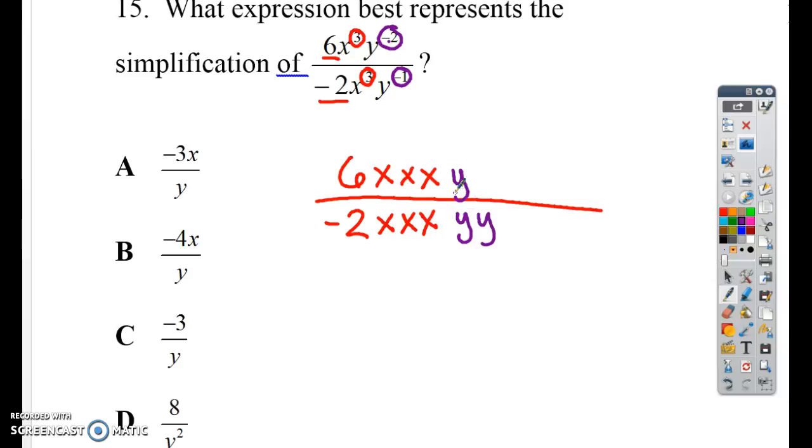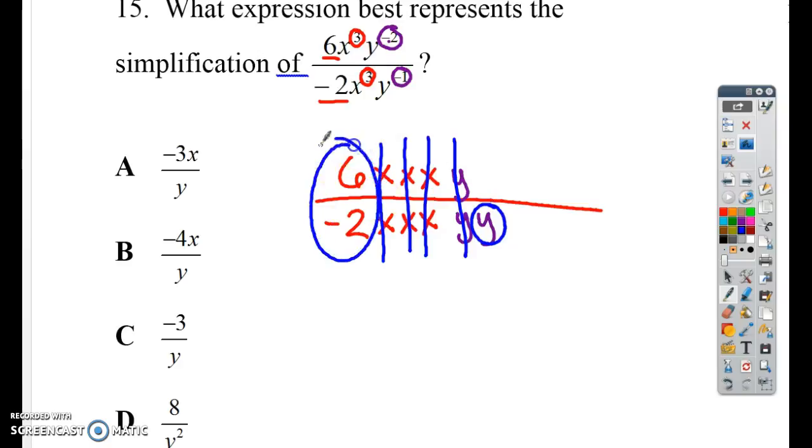So now you can start canceling. I can cancel how many x's? 3 x's. This one cancels with this one. This one cancels with this one. This one cancels with this one. And I can cancel 1 y. So that leaves me only a y at the bottom. So you cannot pick answers that have anything at the top right now. And then go ahead and divide 6 by negative 2. What's 6 divided by negative 2? Negative 3 and a y at the bottom.